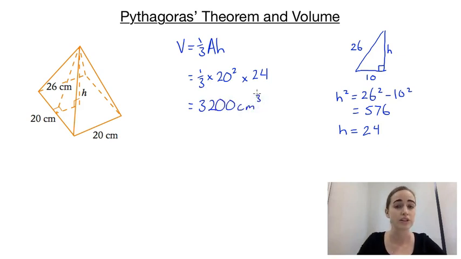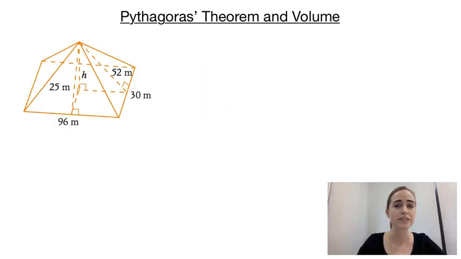Let's have a look at one more example. Now our second example looks a little bit more complicated because it's a rectangular pyramid instead of a square pyramid. So we've got one side length of that base being 96 meters and the other side length being 30. So that means to find this perpendicular height, there's two different ways we could go about it. We could use this slant height of 52 and look at this triangle, or we could use this slant height of 25 and use this triangle instead. And it doesn't matter which one we use, we're going to end up with the same perpendicular height.